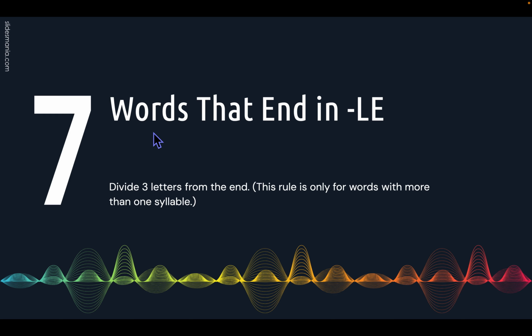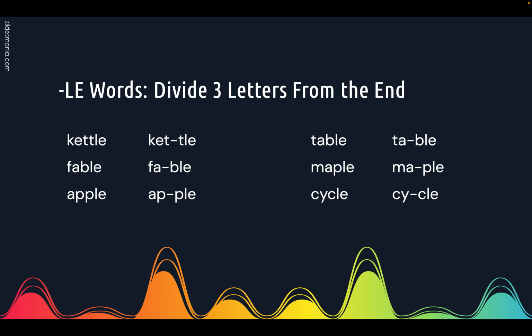Okay, if you have a word that is more than one syllable and it ends in the letters LE, you're going to divide 3 letters from the end. So right here, we have more than one syllable, which we know because we have more than one vowel sound in these. So we're going to split 3 from the end. This E is in the middle of a syllable, so we're going to use the short sound. So we have kettle. Split right here. This A is at the end of the syllable, so we will try the long A sound to get fable. Split right here. This A is at the beginning of the syllable, so let's try the short sound to get apple. We're going to split 3 from the end.